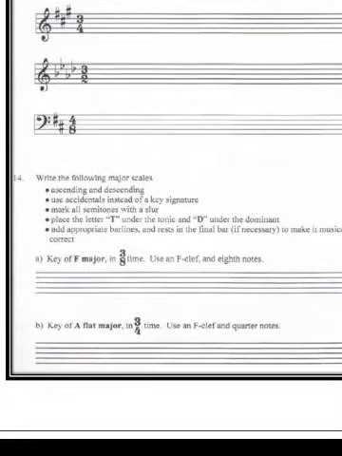Number 14, write the following major scales ascending and descending using accidentals instead of a key signature. You're going to mark all the semitones with a slur and place a T under the tonic and D under the dominant notes. Again, you'll need to add appropriate bar lines and rests in the final bar if it needs it. A, the key of F major in 3/8 time using an F clef and 8th notes. B, the key of A flat major in 3/4 time in the F clef using quarter notes.